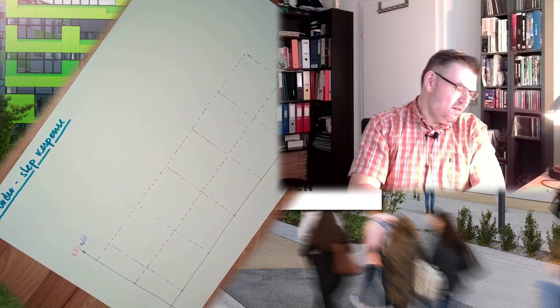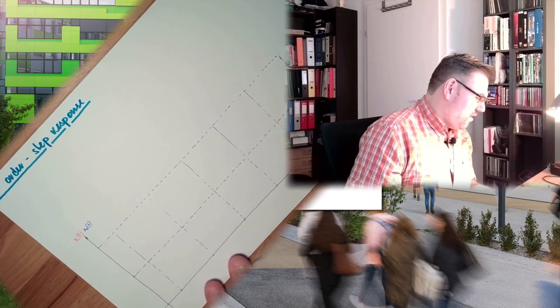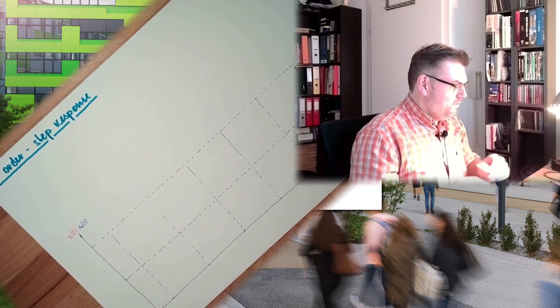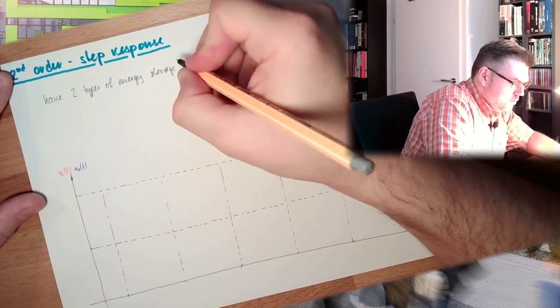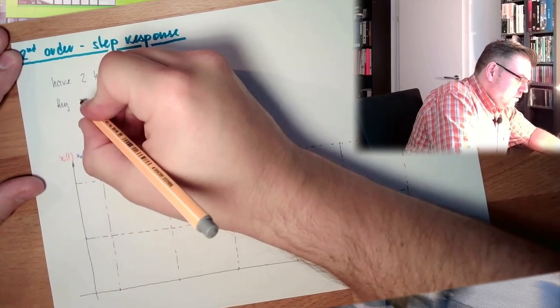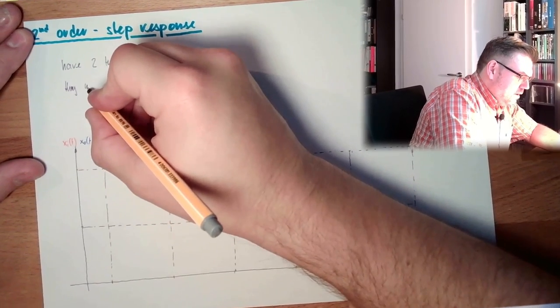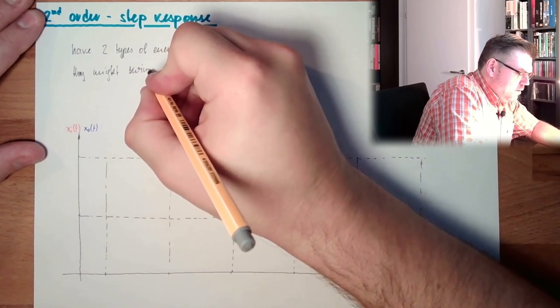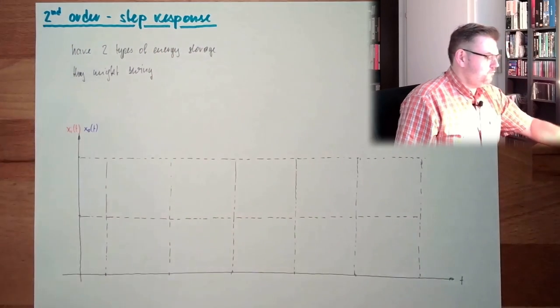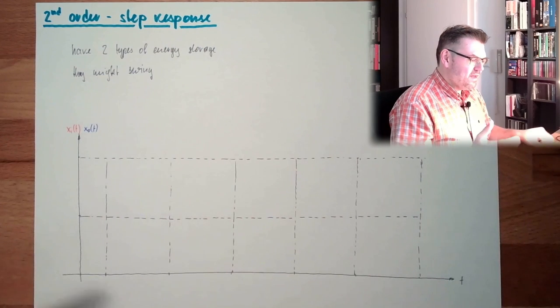So let's write this down. Energy storage, they have two types of energy storage. They might swing. That's a second order system.